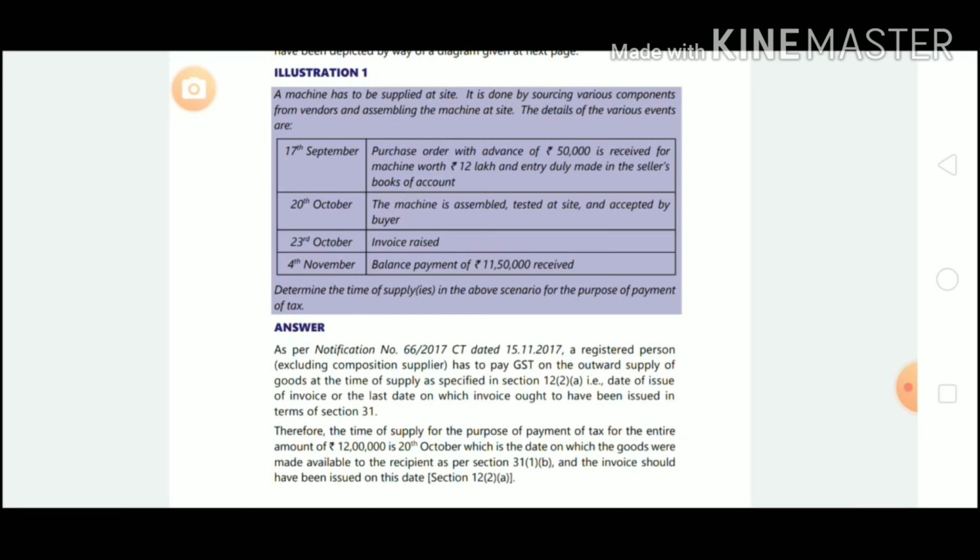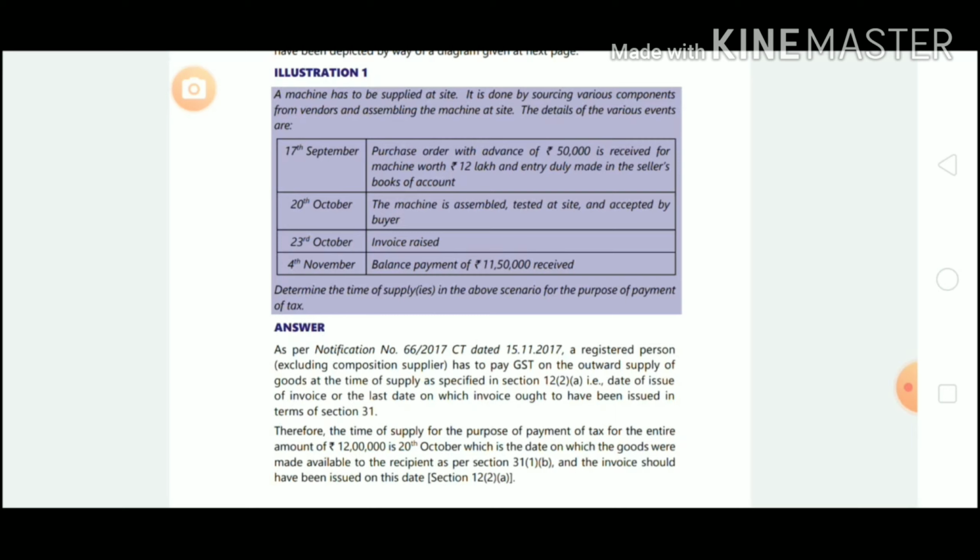The machine was of 12 lakhs, 50,000 advance was received on 17th September, so the balance 11 lakh 50,000 was received on 4th November. Now there is one trick in this question, observe carefully. There is use of section 31. In section 31, what was the due date? The due date of the invoice was before or at the time of removal of goods, when the supply involves movement of goods.